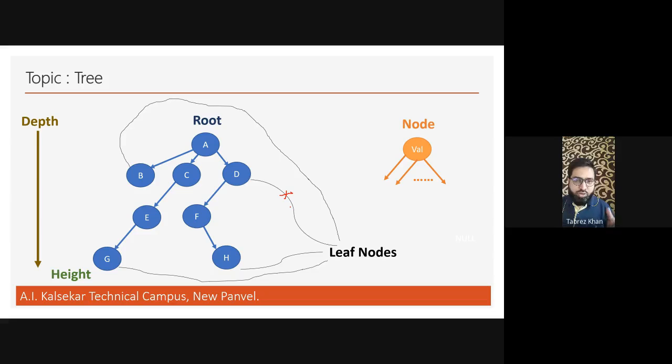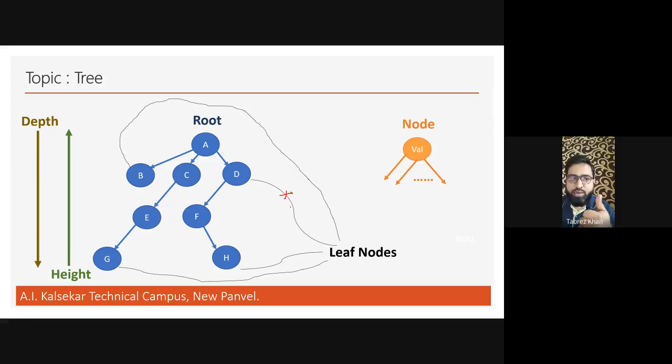Okay, so the root is always at the top for a computer science tree, and the terminal or leaf nodes are at the bottom. When we talk about height, we check it from the leaf nodes going up to the root node. So for the height, we always start from the leaf node and go up to the root node. For the depth, we start from the root node and come down towards the leaf nodes.